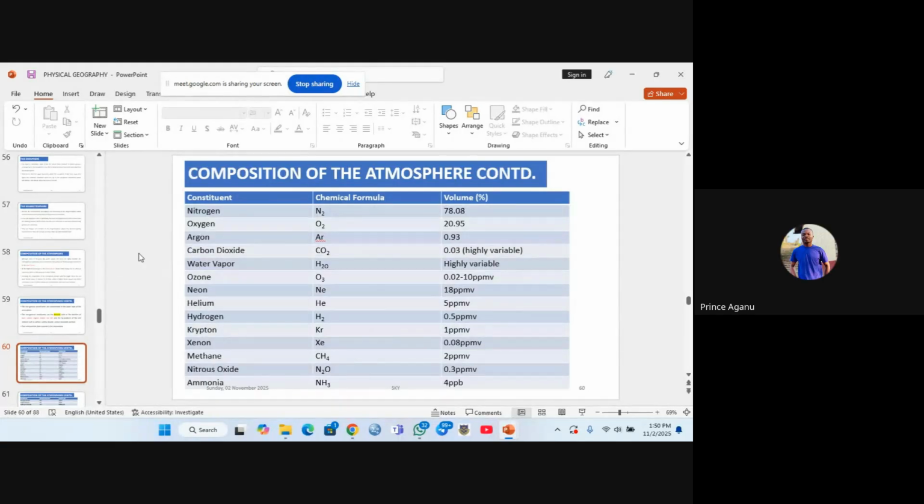Yeah, I would say it's carbon dioxide because plants need carbon dioxide to be able to survive. So I would say carbon dioxide. Okay.